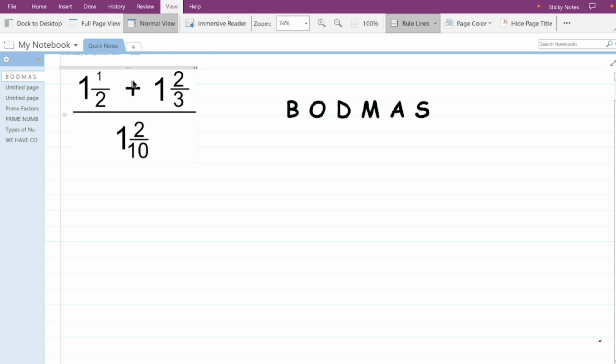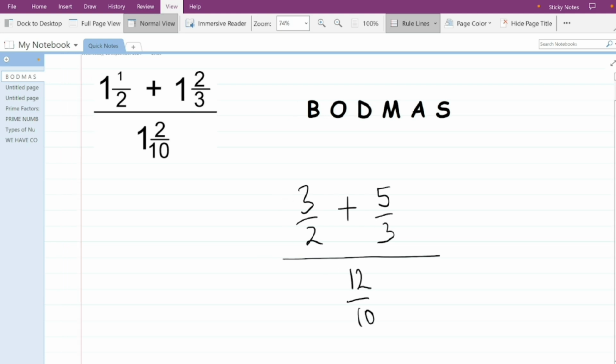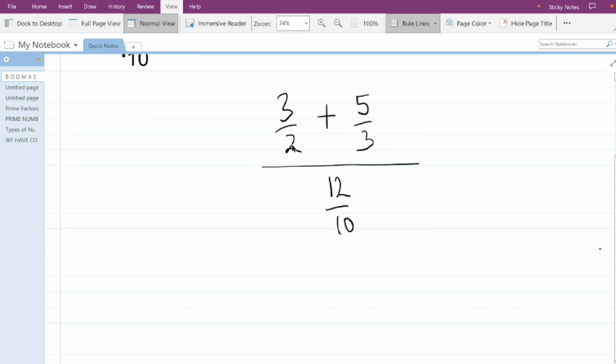We convert everything from mixed fractions to improper fractions to make our work easier. So we have it as 2 times 1, 2 plus 1, 3. So we have this as 3 over 2 plus. We have 3 times 1, 3. 3 plus 2, that's 5. So we have it as 5 over 3 all over. We have 10 times 1, 10. Its result, which is 10 plus 2, that's 12. So we have 12 over 10. We therefore go on to add this first. So we find the LCM of 2 and 3. LCM of 2 and 3 is 6.